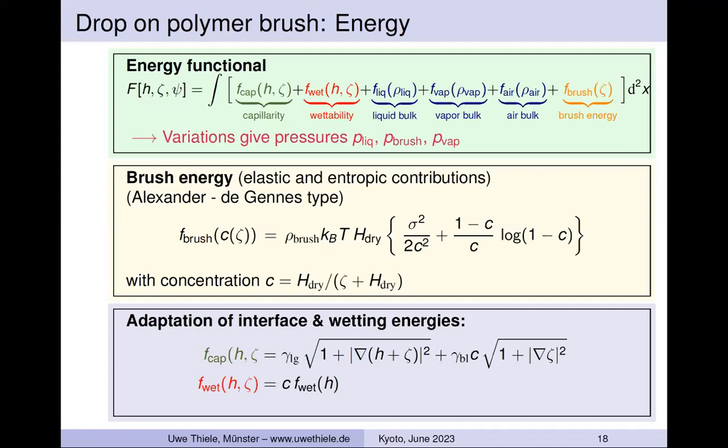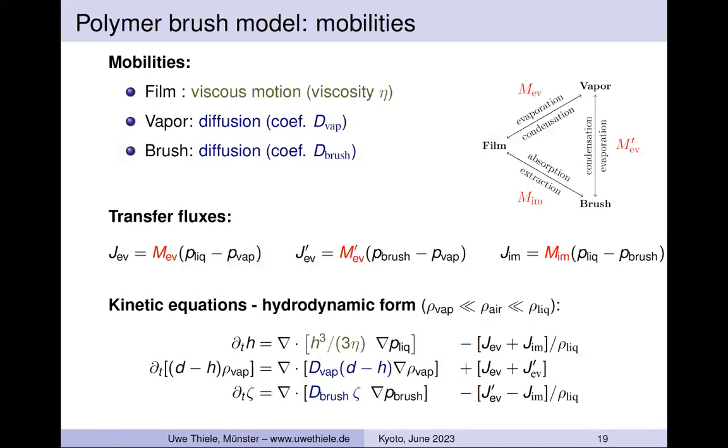And now we have to discuss how we adapt the interface and wetting energies. So essentially, we just do linear interpolations between the different limiting cases, right? Also something to maybe discuss in detail. Okay, this is how we explained where our mobilities come from. And then from these mobilities, we get the transfer fluxes between the different layers.